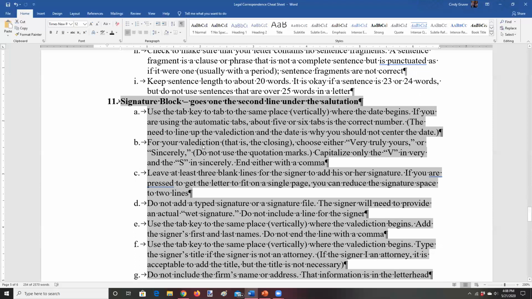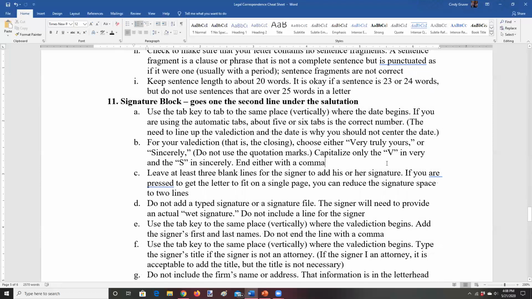So the valediction, that's another term for the closing. So that's the very truly yours or sincerely. I'm putting it in quotes just so you can see it and know where it begins and ends, but you wouldn't actually put it in quotes when you put it in the letter. There are other signatures that people use, regards, some other ones, but these are the two we're using in this class. These are bulletproof. Nobody's going to be offended. Nobody's going to think it's unprofessional.